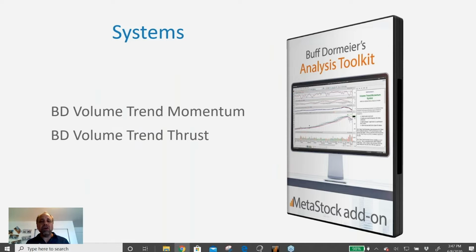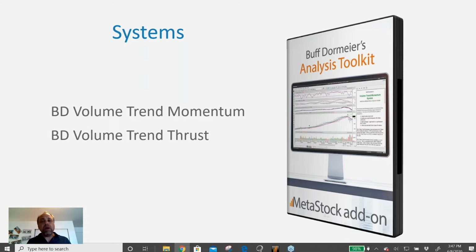In addition to that, you're going to get the 2 Buff Dormeier volume systems. And these are the actual systems that actually won the Charles H. Dow Award that we were talking about earlier. I'm going to kind of show you how those work on a chart and how you can use them with the MetaStock engine to identify the best trades in a chart, get detailed feedback about when you should be buying and selling a chart, see how they worked historically.